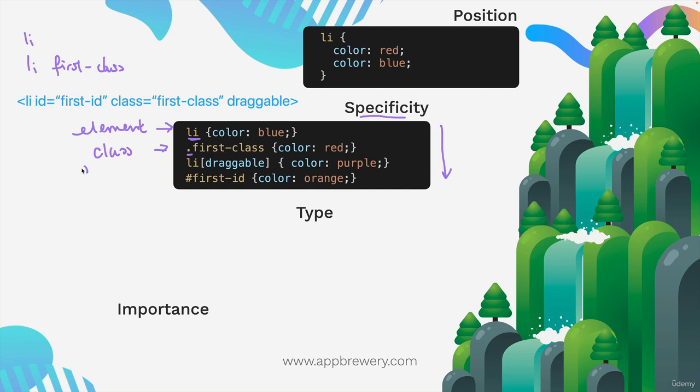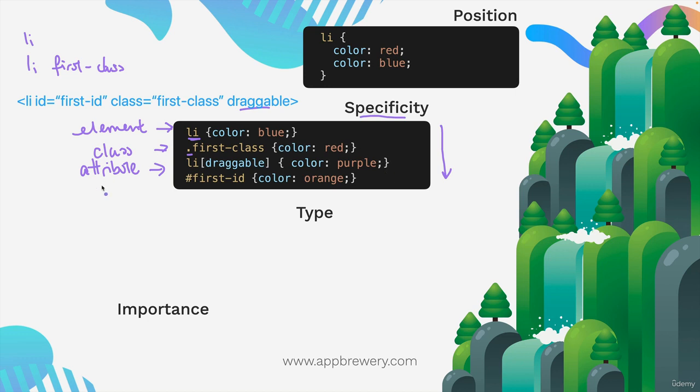The next one is selecting on attribute. Even though most sources will tell you that attribute and class are actually the same level of specificity, if you try it out, in most cases, the attribute will override the class. In this case, we're selecting on this attribute of draggable, and we're turning the list item that has that attribute set to the color of purple. And at this point of our code, if we didn't go any further, our text would look purple.